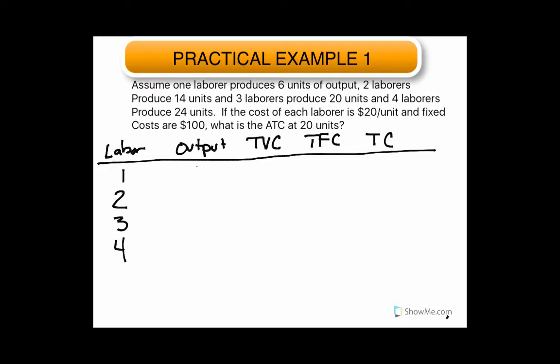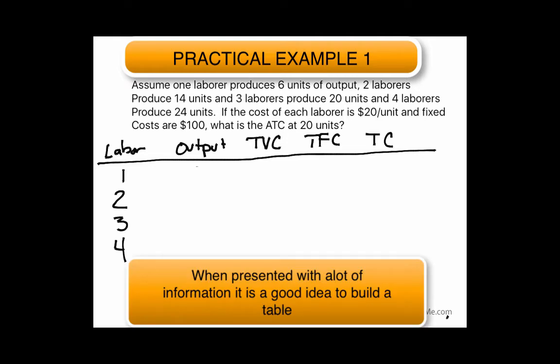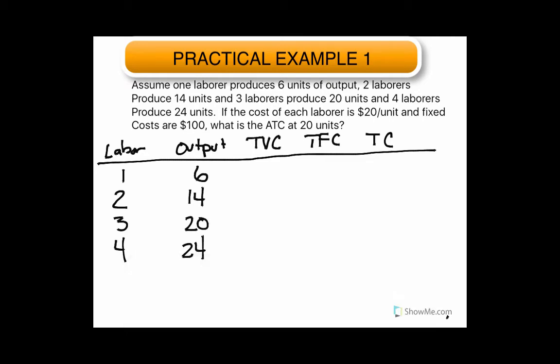Okay, so now we're dealing with both product and cost curves. So it's a little difficult to keep them straight, but we just got to make sure everything is right when we're putting it in the table. So it gives us the total product of labor here from 1 laborer to 4, and it says that when labor equals 1, output equals 6. 2 laborers can produce 14, 3 laborers can produce 20, and 4 can produce 24. So that's our total output based on labor.